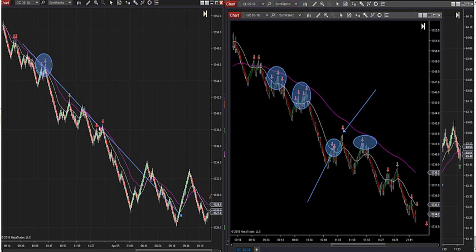It doesn't matter which area you took. You want to, with this system, start catching deep retracements. You want to try to scale and let the runners run as much as possible.